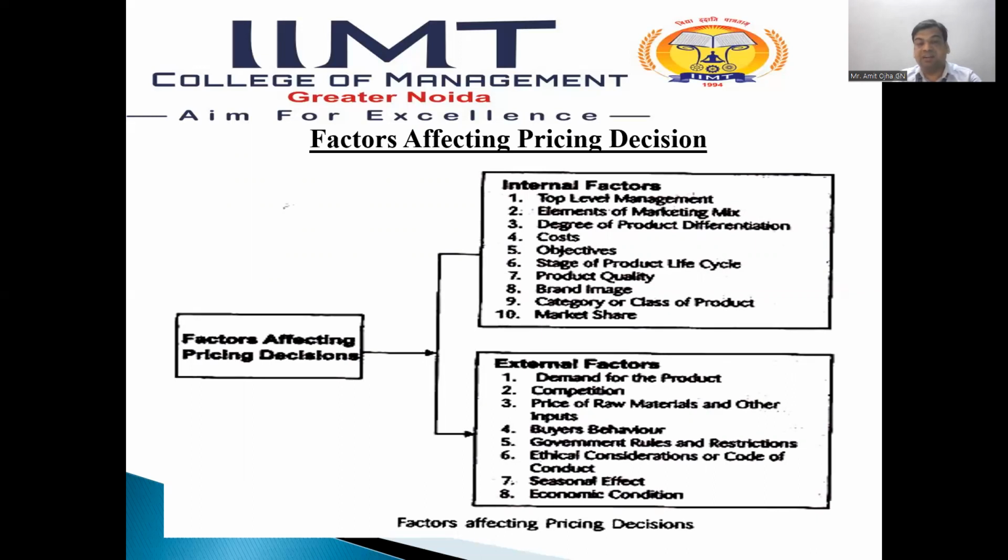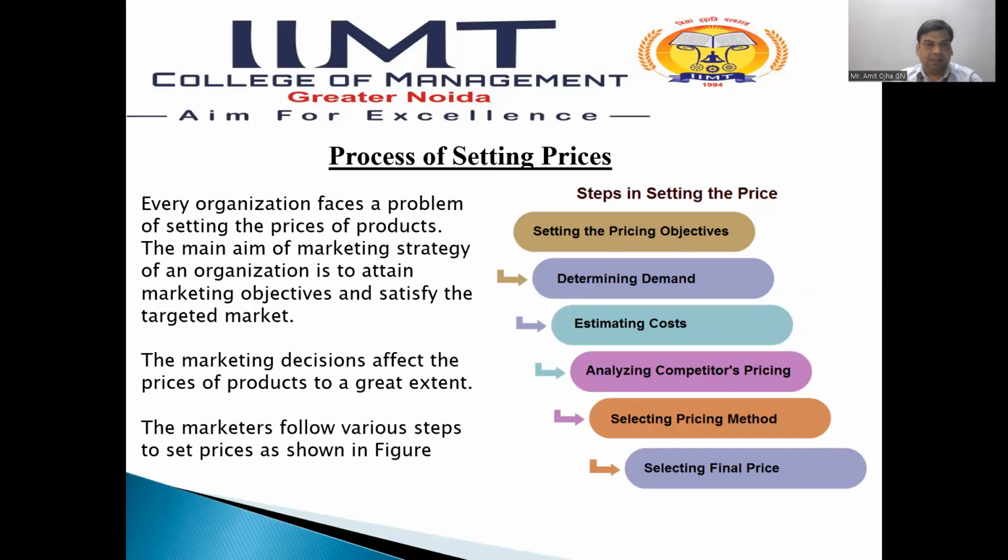Here are some external factors which can affect our pricing decision. First was the demand for the product, competition, price of raw material and other inputs, buyer behavior, government rules and restrictions, ethical considerations or code of conduct, seasonal effect, economic conditions. These are the major factors which can affect our pricing decisions. In our next slide, here is the process when we are setting a price of the product.